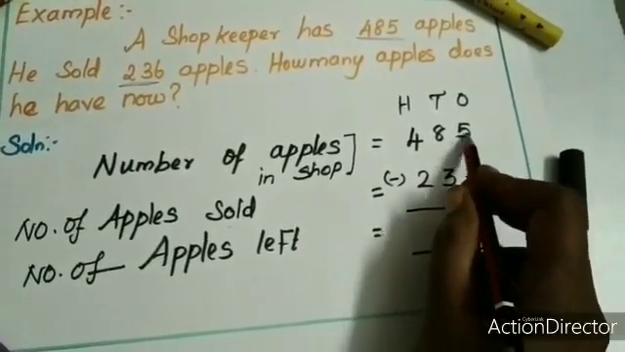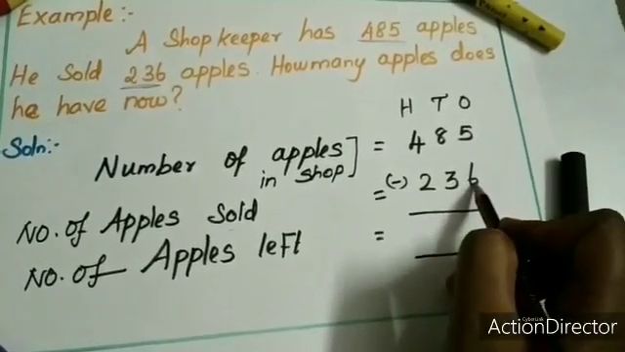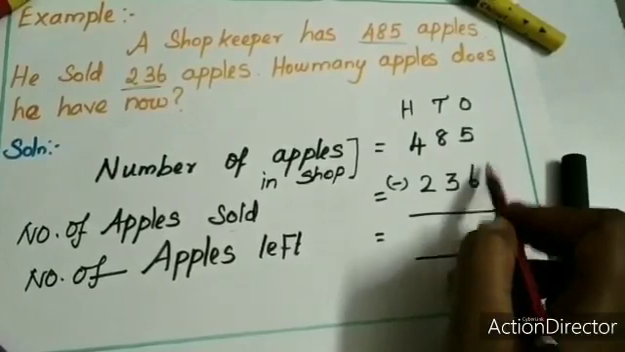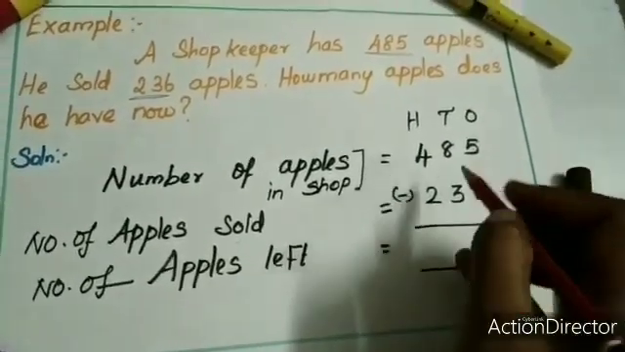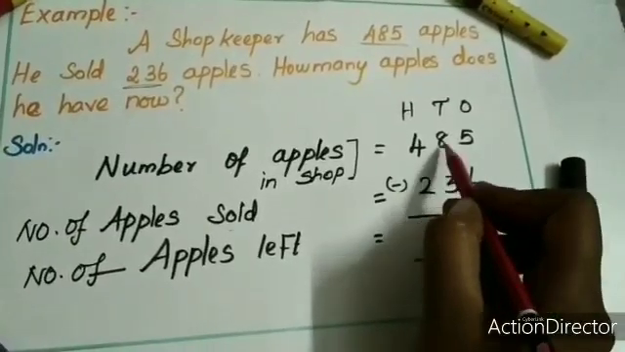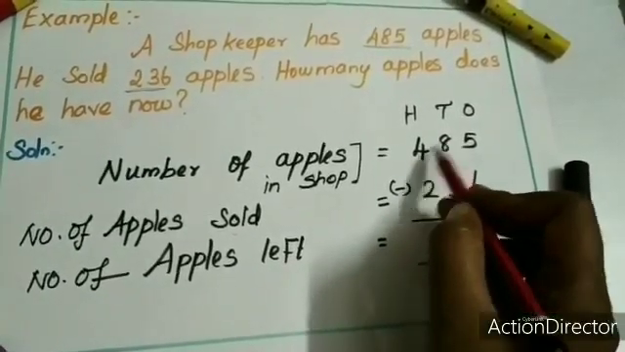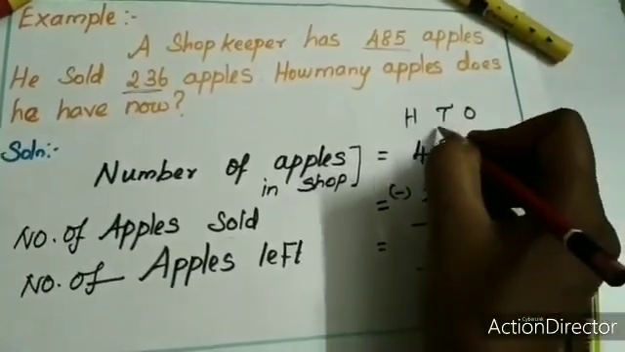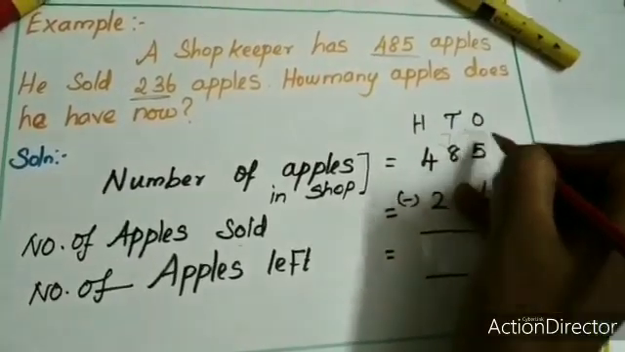But we cannot subtract 5 minus 6. Why? 5 is a smaller number, 6 is a greater number. So we cannot subtract 6 from 5. Okay, so we will borrow in the tens column. Already we have 8 tens. So we will borrow 1 ten from the tens column. So cancelled here 7, 1 ten, here tens.